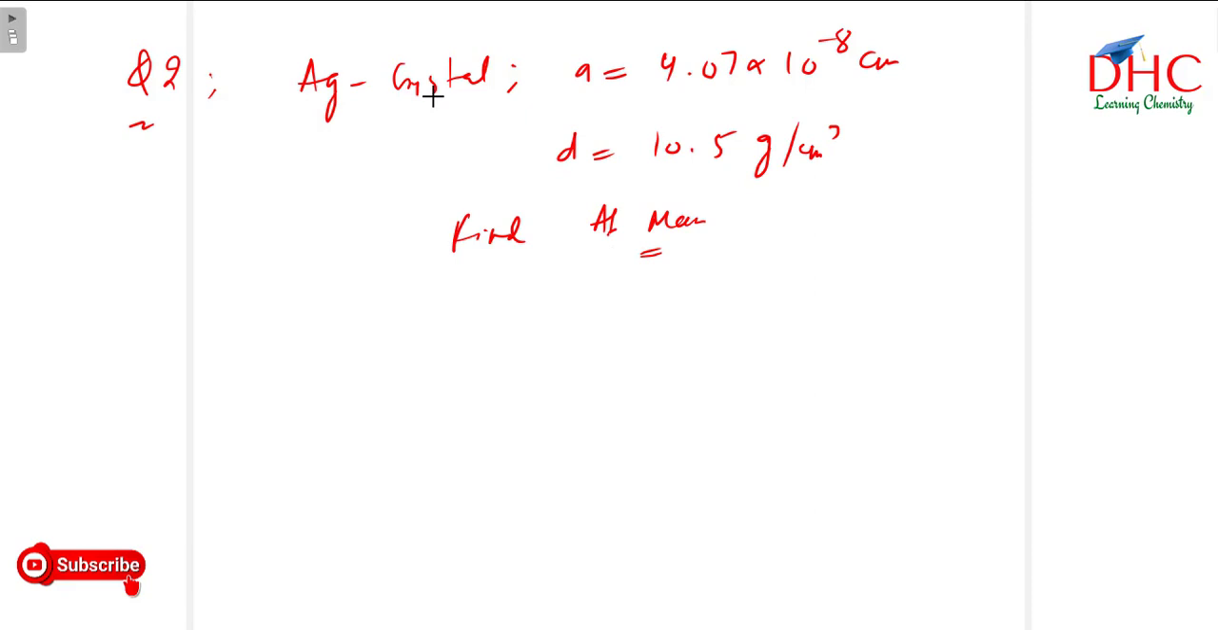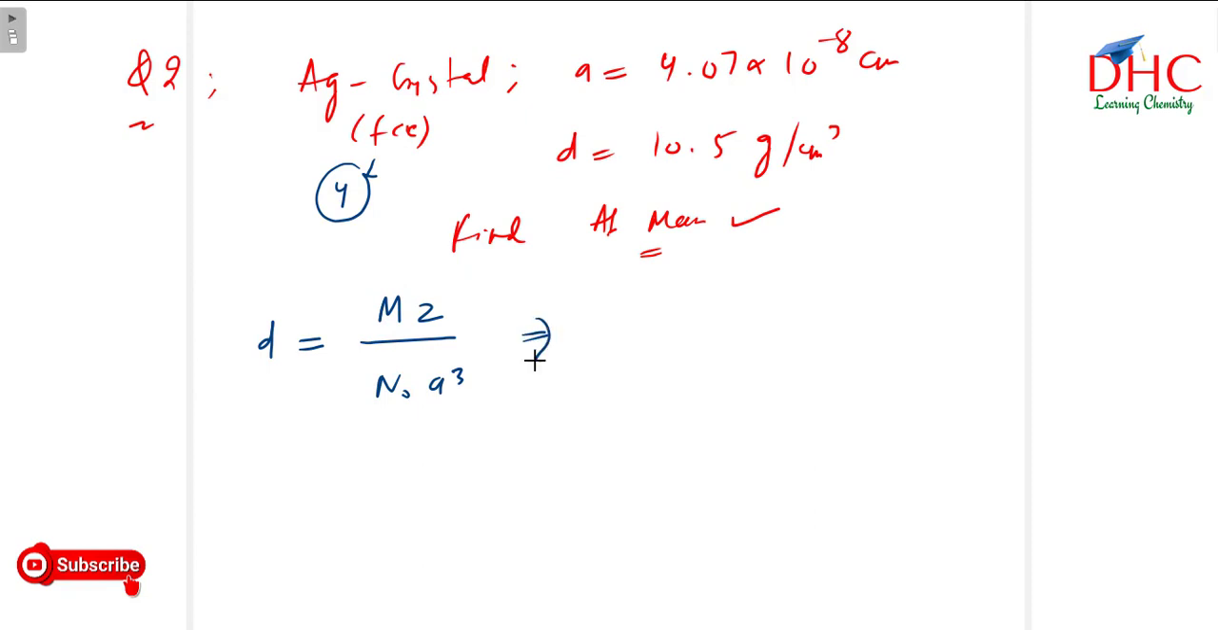And you know silver crystal is in FCC, this is also given. It means your silver crystal is in an FCC lattice and its edge length and density are this much, you have to find the atomic mass. So you know the expression is d is equal to mz divided by n naught into a cube. Now see, you have to find atomic mass m. Z is given because it is an FCC crystal, so the number of particles will be 4. This is given, edge length is given, density is given. You can find the atomic mass easily.